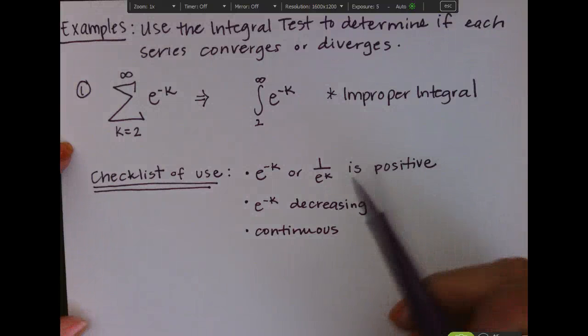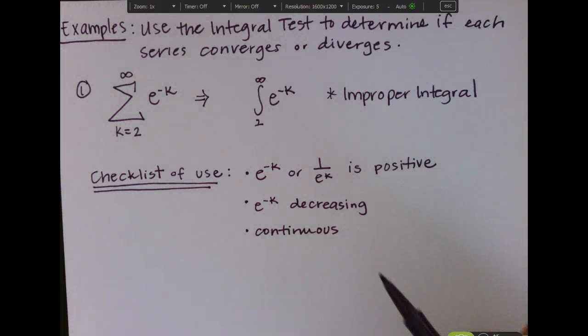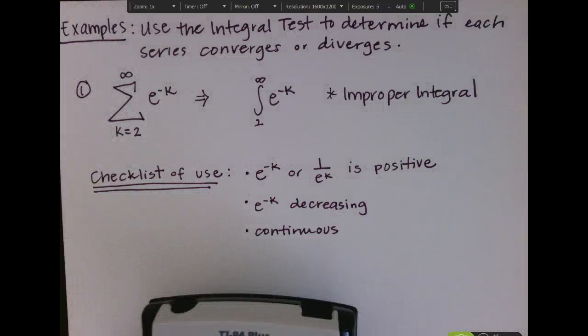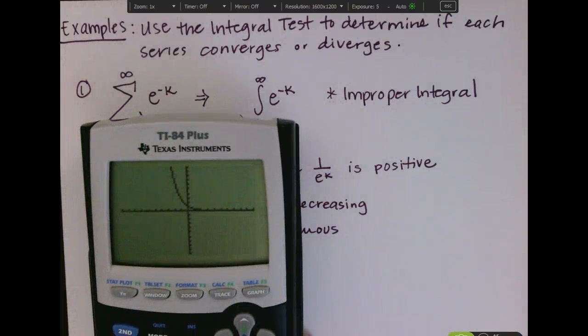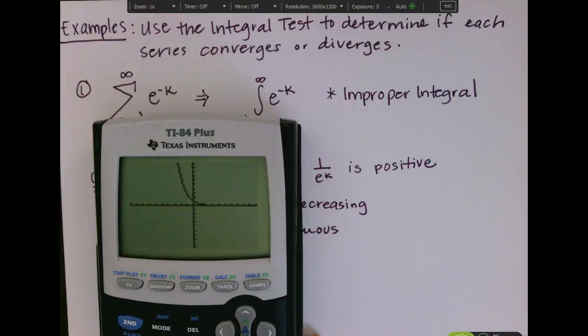Okay? So if you think about what the graph of 1 over e to the k might look like, and you can of course use your graphing calculator just to double check as you begin to work on some of these. After a while you should be able to make that prediction without having to graph the function on your calculator. But let's take a look. So here is my graph of 1 over e to the x, and you can see that the entire graph is lying above the x-axis. It is continuous and it is decreasing.